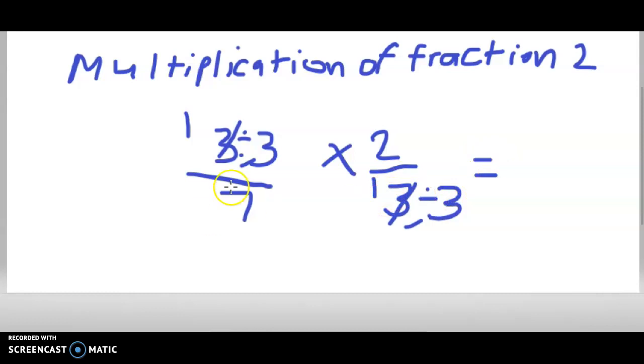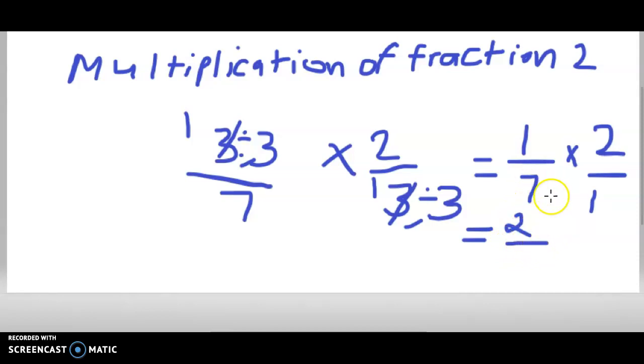Okay, so we shall rewrite the fraction. After division, it is now 1 over 7 times 2 over 1. Let's multiply the fractions. In multiplying proper fractions, you multiply the numerators. 1 times 2 is 2. You multiply the denominators. 7 times 1 is 7. And you have 2 over 7.